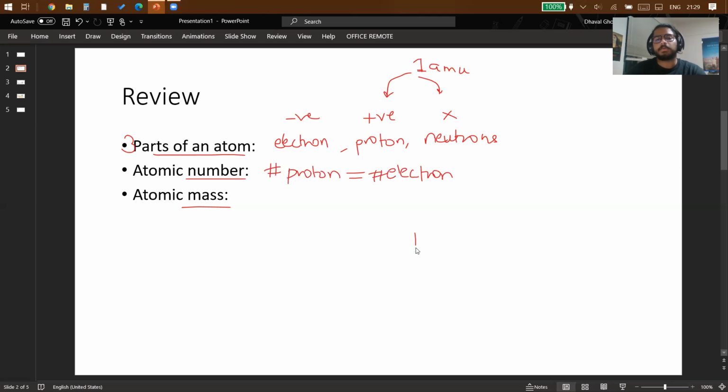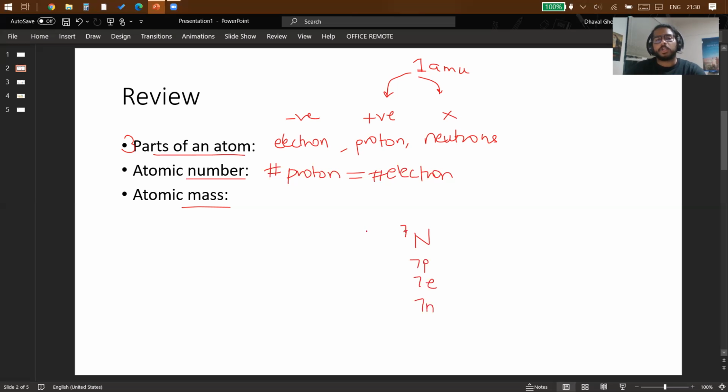Okay, let's take an example of nitrogen. Nitrogen has 7 protons, 7 electrons, and 7 neutrons, right? So you would say that because there are 7 protons, the atomic number should be 7, right? That's correct. Also, we write the atomic number on the upper left side of the atom.